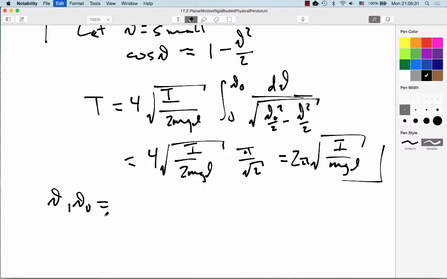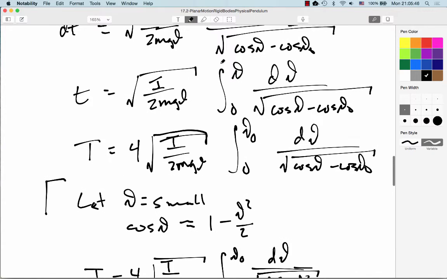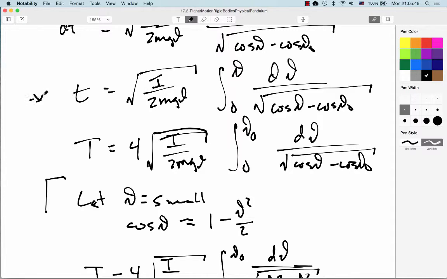All right, but now let's go ahead and say that theta naught isn't small. Or well, theta might be small at some instant, but the key issue is theta naught is unequal to small. Well, in that case, this approximation here goes right out the window. And so then these integrals here, let's call them star and double star, cannot be evaluated analytically.